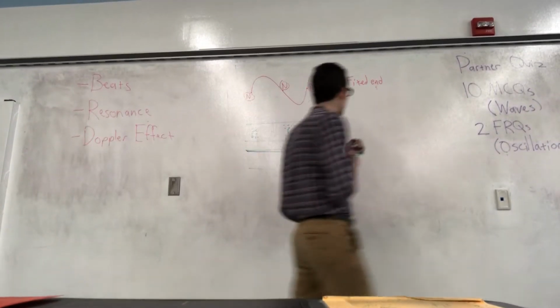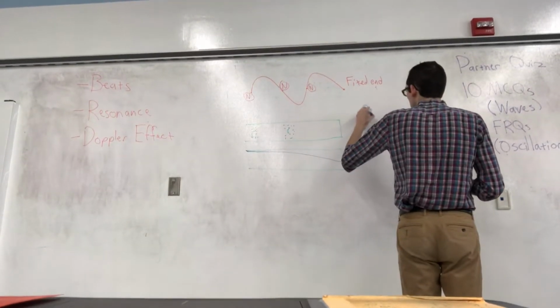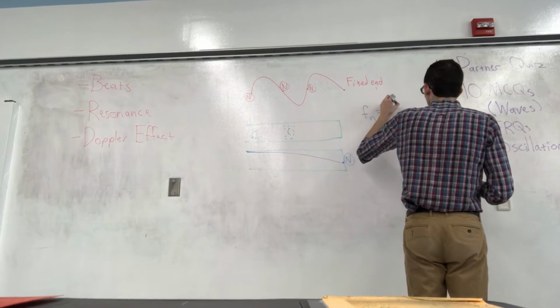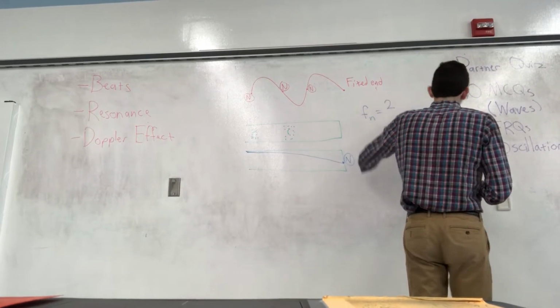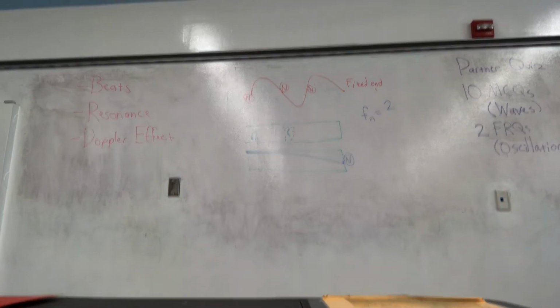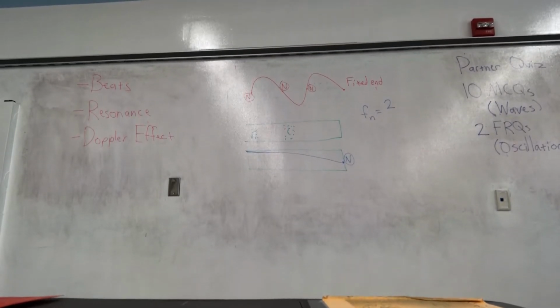And so before we had Fn equals... I don't want to get this wrong. I want to make sure I get it right. If anyone has it in their notes, they can let me know what it is. But we did do this last time. Transverse wave. Vn over 2L. Perfect.